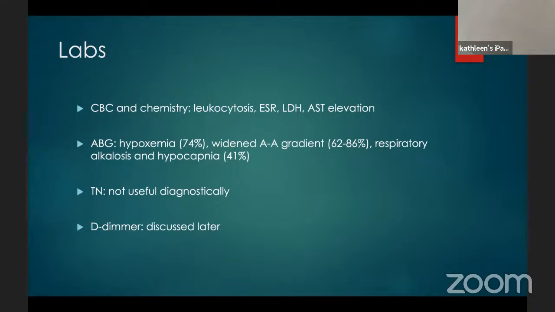Arterial blood gas shows hypoxemia in 74%, widened AA gradient in 62 to 86%, and respiratory alkalosis and hypocapnia in 41%. And this finding occurs secondary to the increased respiratory rate or tachypnea that is seen in PE often. Troponin is not useful diagnostically, and I apologize for there may be a lot of D-dimmers because it kept autocorrecting to D-dimmer as opposed to D-dimer, but we'll discuss a D-dimer a little bit later in the presentation.